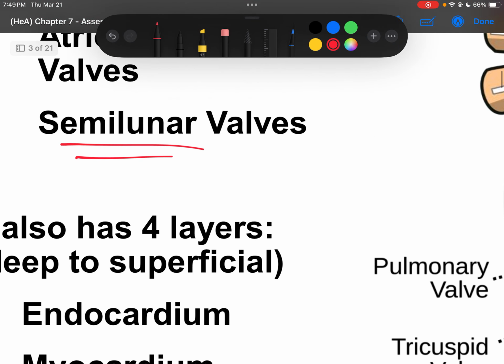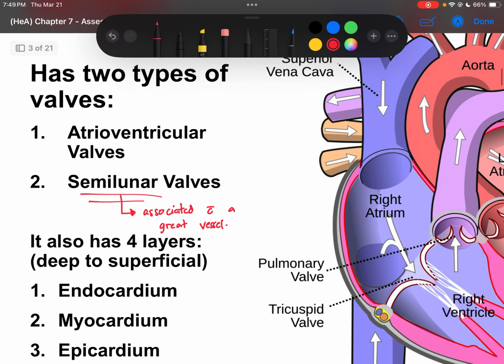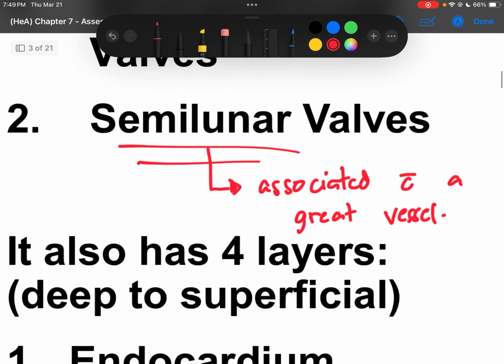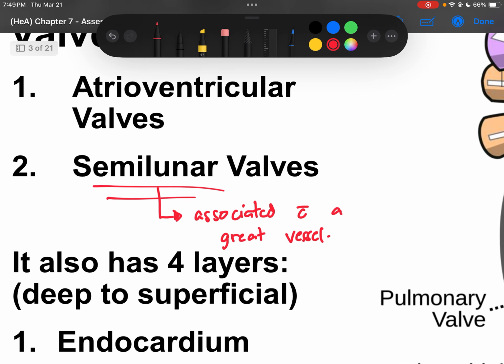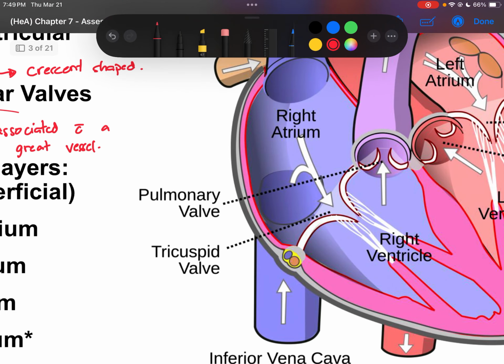Next is our semilunar valves. Now, class, our semilunar valves are valves associated with a great vessel. For example, the reason why they are named semilunar valves is because they are crescent shaped. They are what we call crescent shaped.